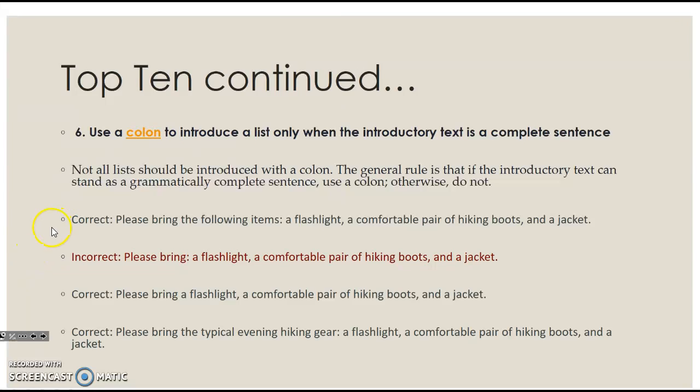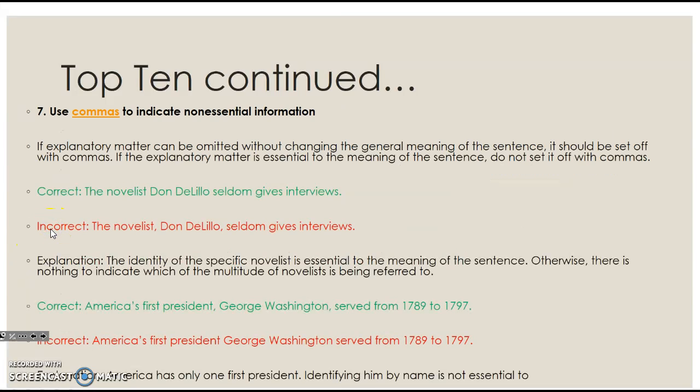that we need. Okay, the next use that we want to review is the use of commas. Okay, so when do we use commas? You can use commas to indicate non-essential information. So like extra parenthetical information could be set off with commas. So if you can omit the information without changing the general meaning, then that information should be set off with commas. Okay, so if it's non-essential information, then set it off with commas.